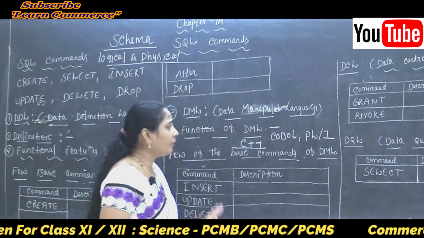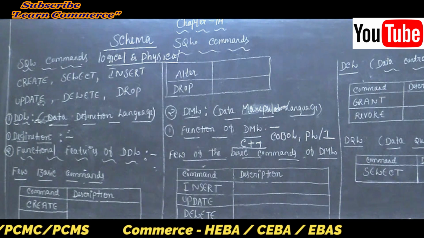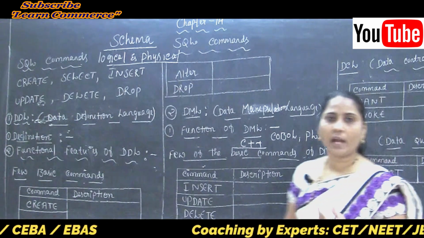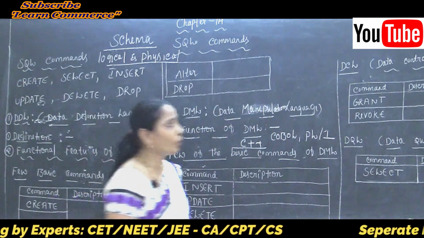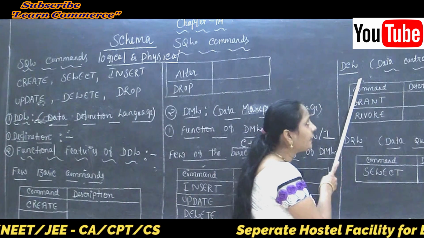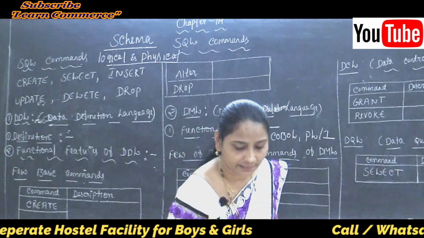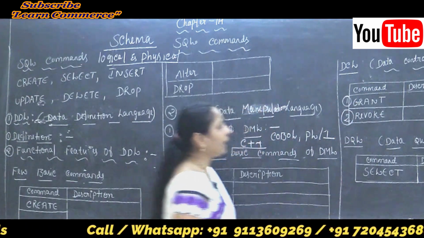And after completing that, the next topic is DCL. What is the full form of DCL? The full form of DCL is Data Control Language. It contains two commands: the first one is grant and the second command is called revoke. Clear this point here? So, grant and revoke.